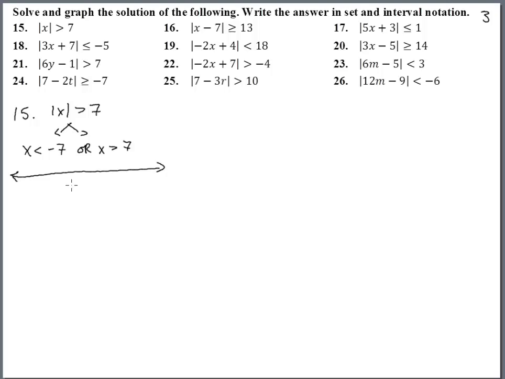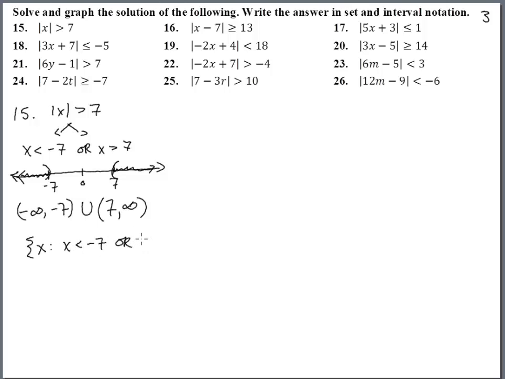The graph looks like this, where there's 0, there's 7, and there's -7. Open and head up that way because we're not equal to 7, we're not equal to -7. And there's the graph, the interval -infinity to -7, open on both of those, union 7 to infinity. And then the set notation, set of all x such that x is less than -7 or x is greater than 7. Like that.